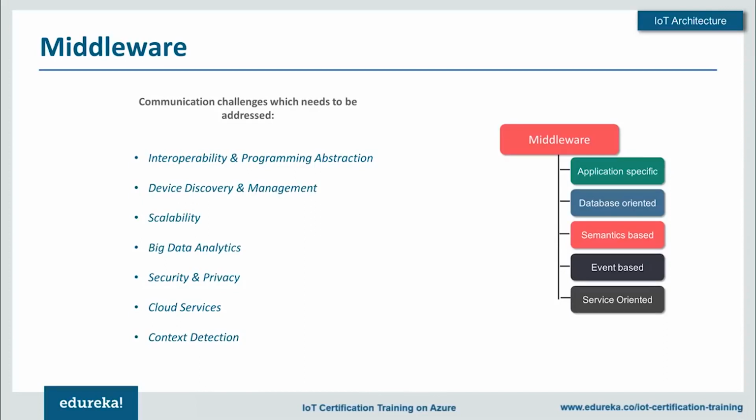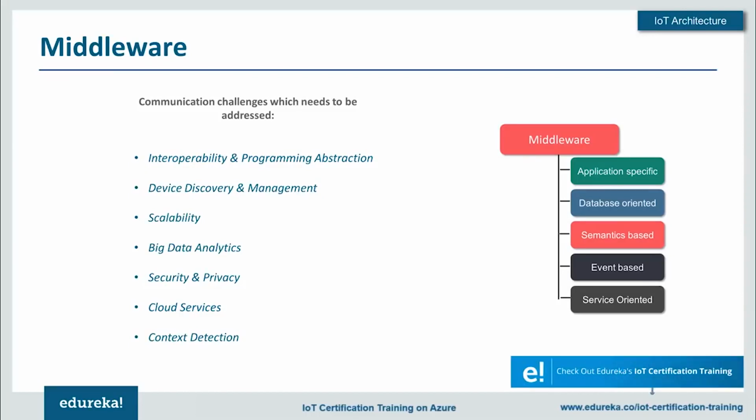Usually, when I use a highly capable middleware, then it also lets me perform big data analytics and implement security and privacy as well. And this in turn usually helps me communicate with my cloud computing and also context detection.